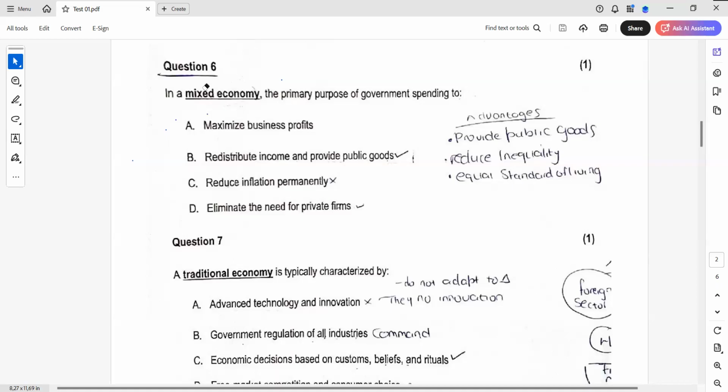In the mixed economy, the primary purpose of the government spending is to redistribute income in the form of providing social security, such as a grant, your pension fund, your pension, and also providing public goods such as schools, hospitals, and so on.